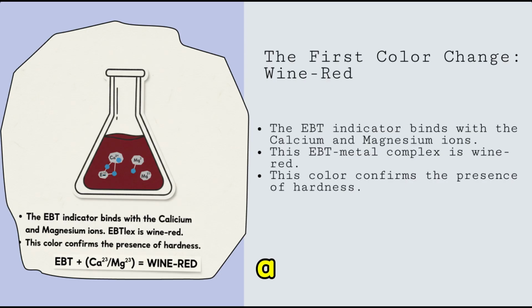Second, we add a few drops of our indicator, which is usually Eriochrome Black T, or EBT for short. As soon as you add the EBT indicator, it finds the calcium and magnesium ions in the water and forms a complex with them. This complex has a very distinct wine red color. If your solution turns wine red, you definitely have hard water.